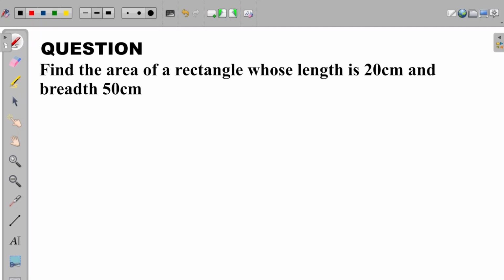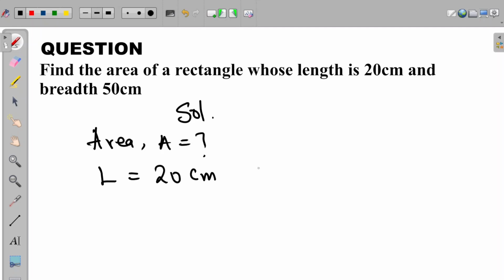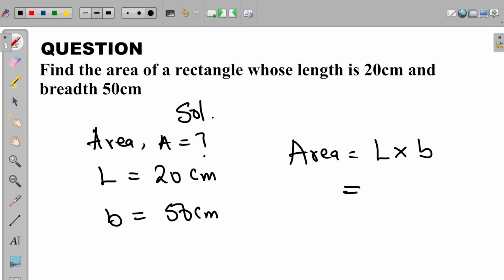Now, the second question says, find the area of a rectangle whose length is 20 cm and breadth is 50 cm. So we are asked to find the area, which we are looking for, and the length given to us is 20 cm and the breadth given to us is 50 cm.